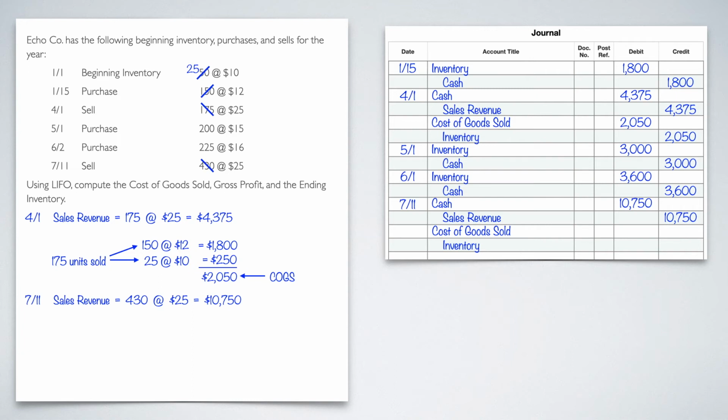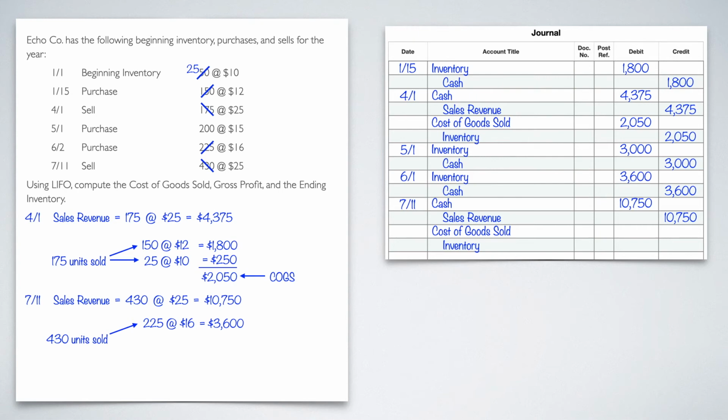Now we have to expense those 430. So 430 is the number that we have to hit. Again, we're going to start with the most recent of that sale. So the most recent purchase from that sale is the 6/2 purchase of the 225 at 16. So I'm going to start there. I'm going to pull all 225 out of there. So 225 at 16, that's going to give me 3,600. I'm going to put a little slash through the 225 because we don't have any more of those.